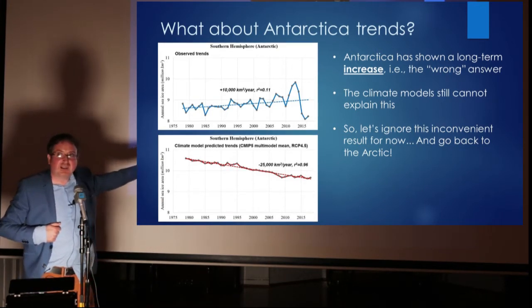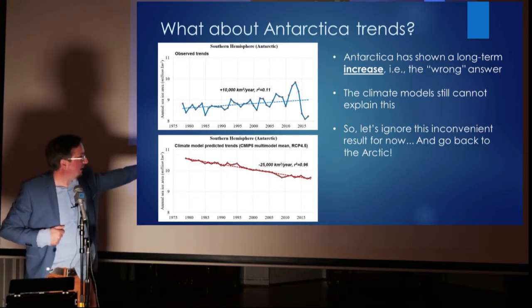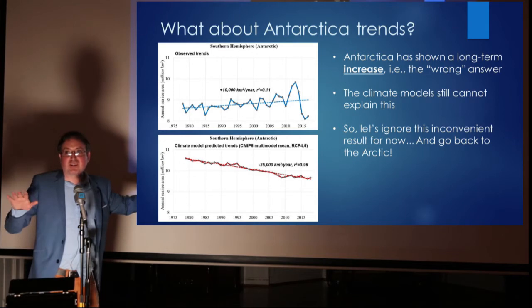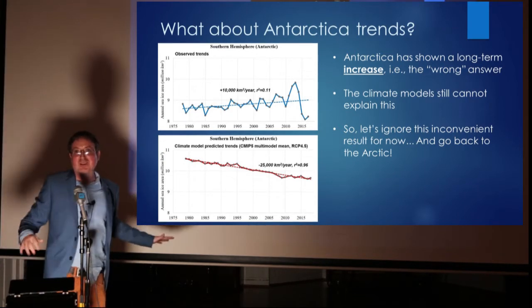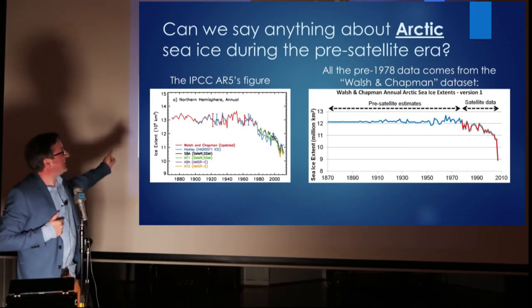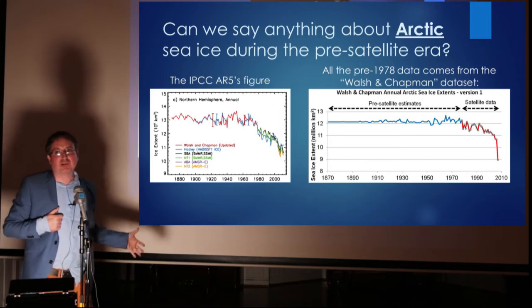And again, the hindcasts have said that it should have been declining at minus 25,000 kilometers squared per year. So, okay, that's an inconvenient result. So let's ignore it for the rest of this talk. The Arctic, what happened in the pre-satellite era?